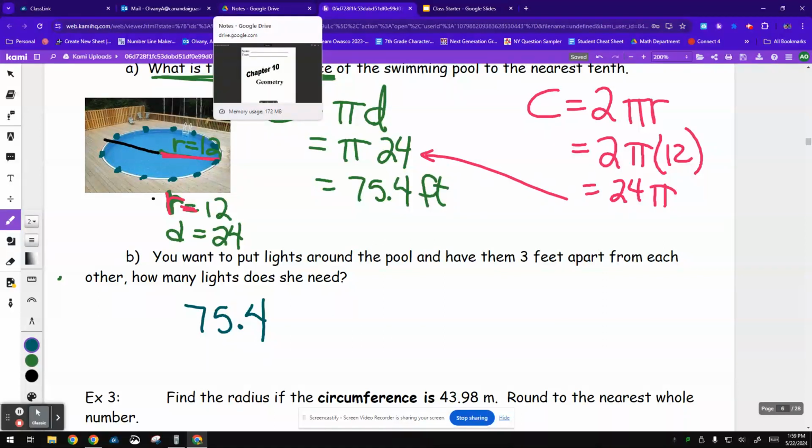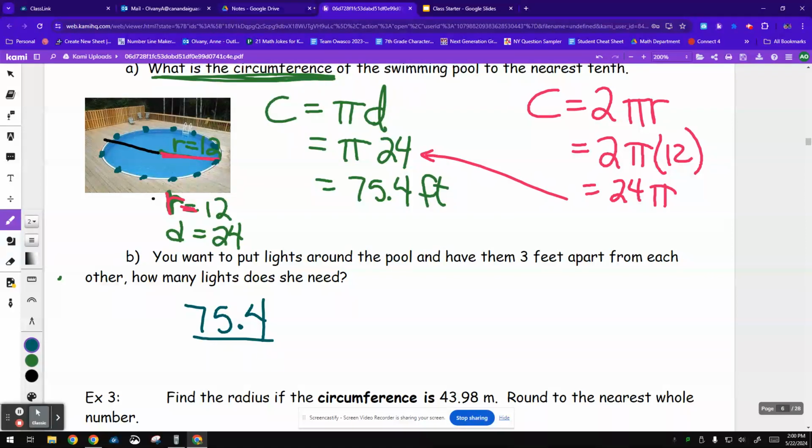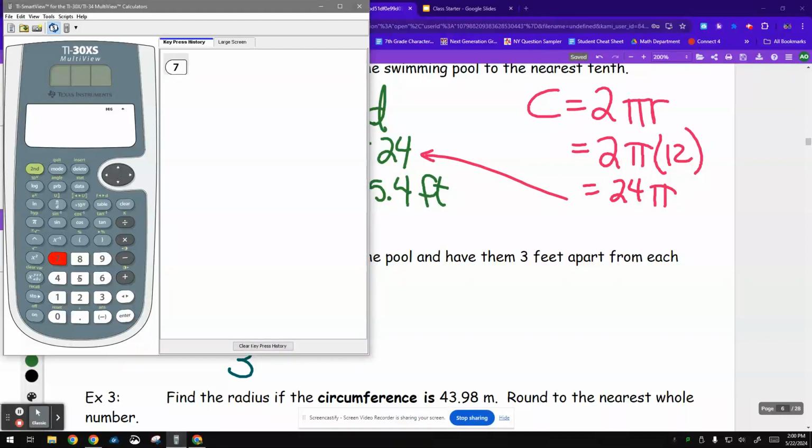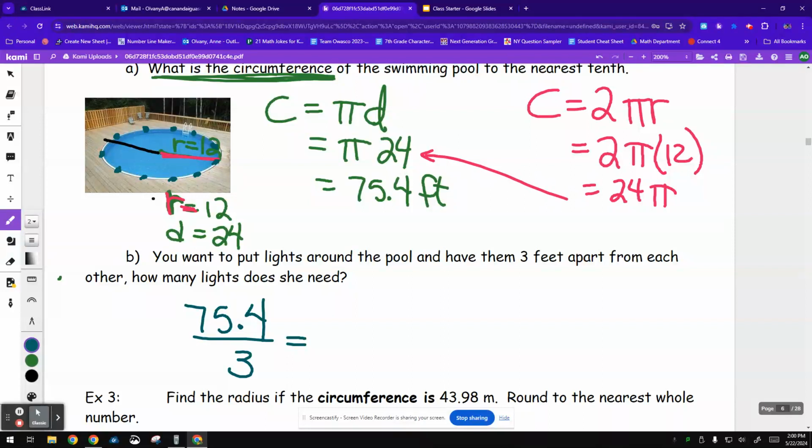and how am I going to decide how many lights I need? You divide by 3. Divide by 3, and that's going to tell me how many lights to buy. 75.4 divided by 3 is 25.1. 1/10. Is that a big deal? No. So I'm not going to buy 26 lights. I'm going to buy 25 lights.